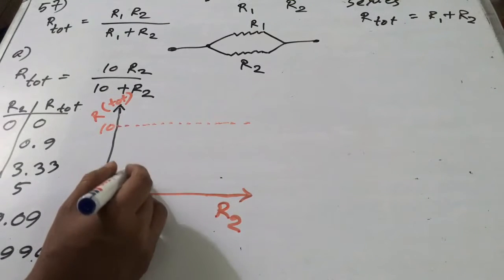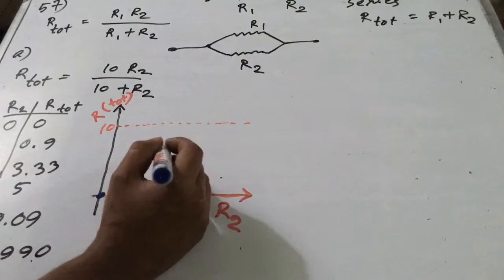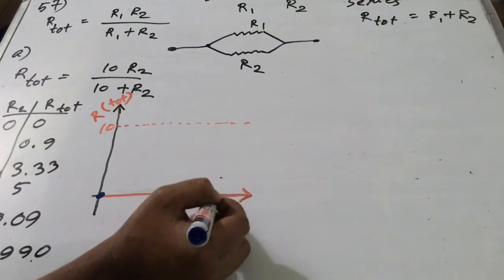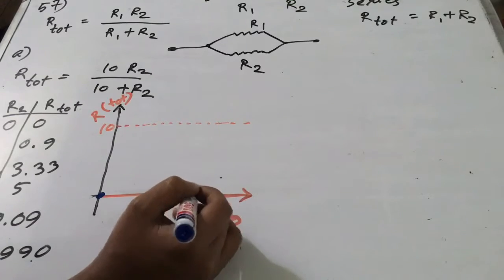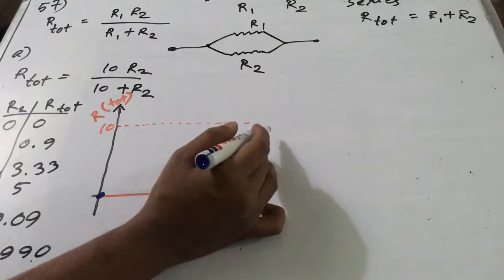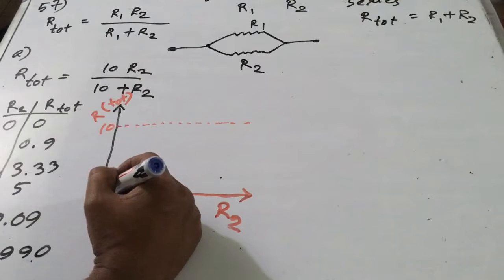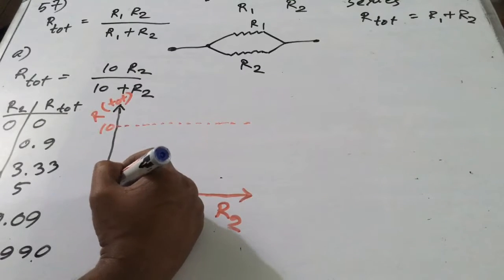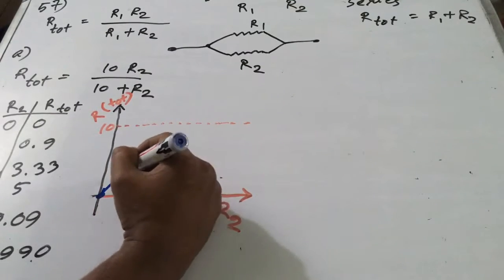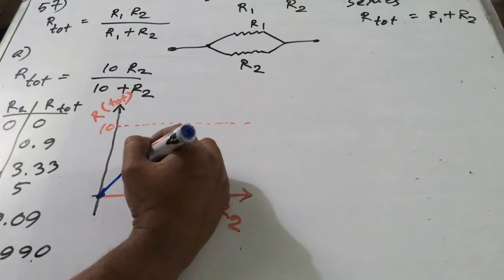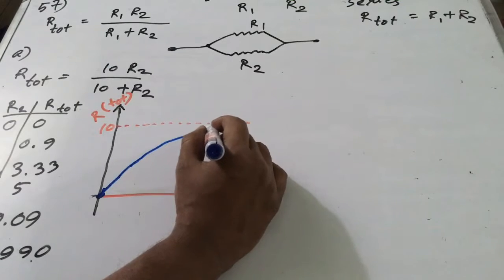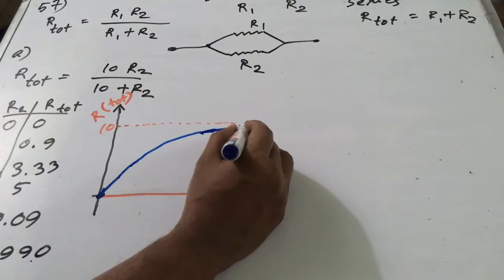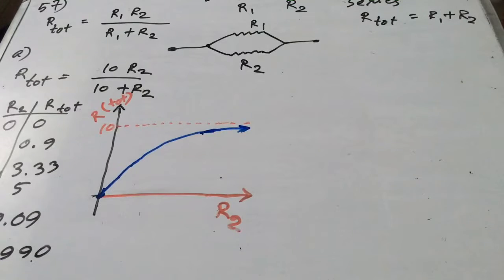Then for 5, it is increasing. For 10, it is increasing, going to 5. For 100, I cannot actually draw it here, so I will show you the approximation. For 100, it is going closer to 9. If you draw the whole graph, the real graph will be something like this.